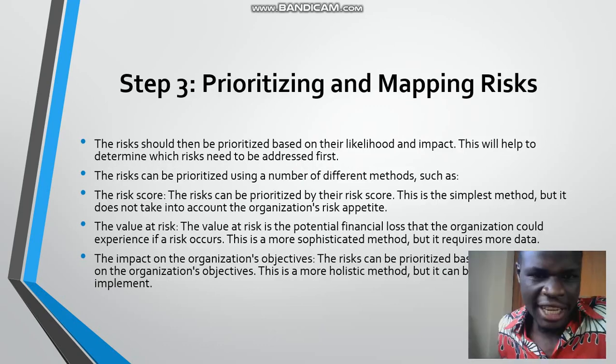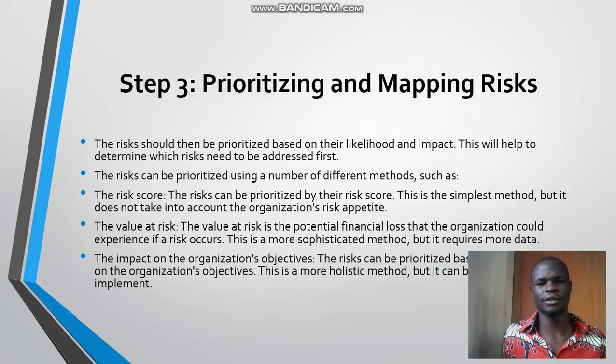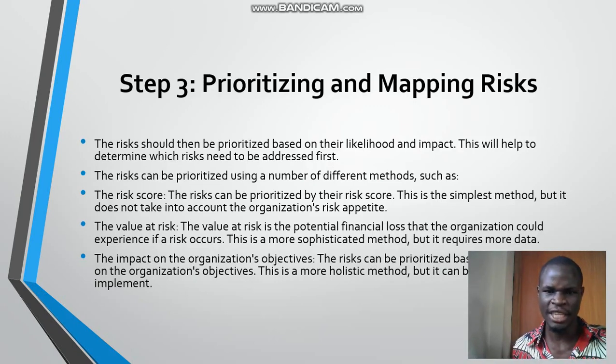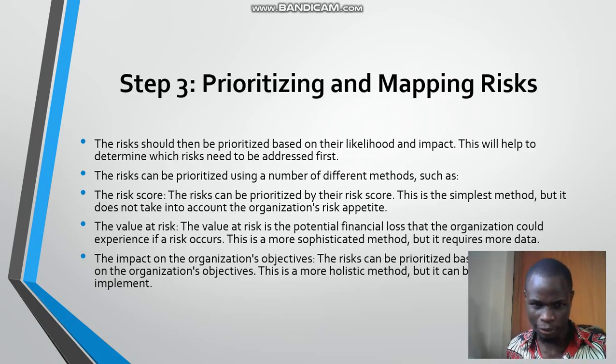Now, the next step, as I talked about before, is to prioritize and map the risks. The risks will then be prioritized based on the likelihood and impact, the ones we talked about in the previous step of analyzing the risk. The risks can be prioritized using a number of methods: the risk scores we talked about, and the value at risk. They said the value at risk is the potential financial loss that organizations could experience if a risk occurs.